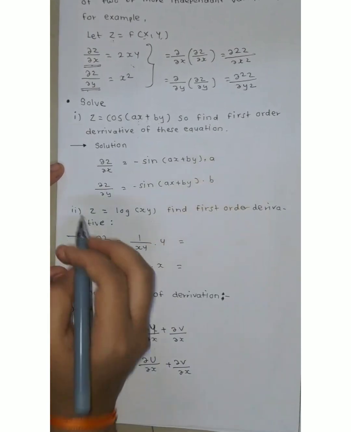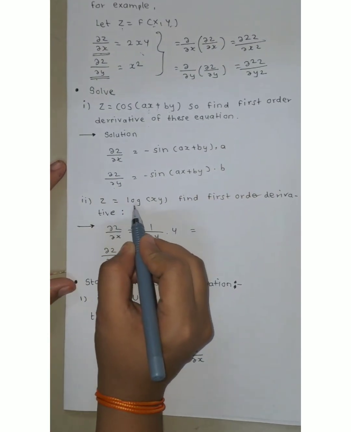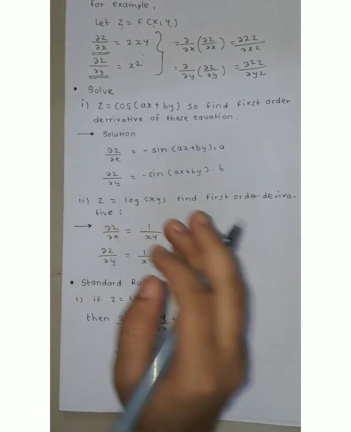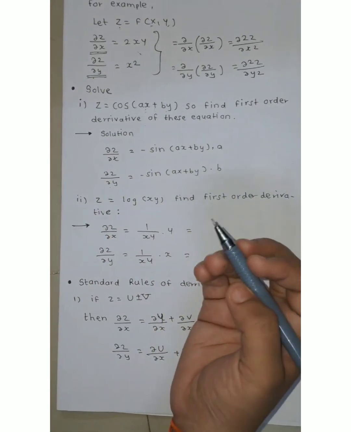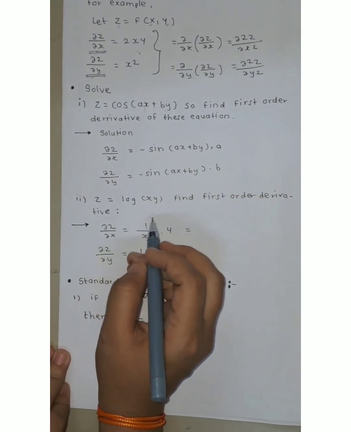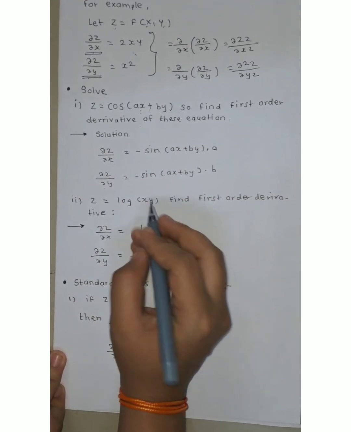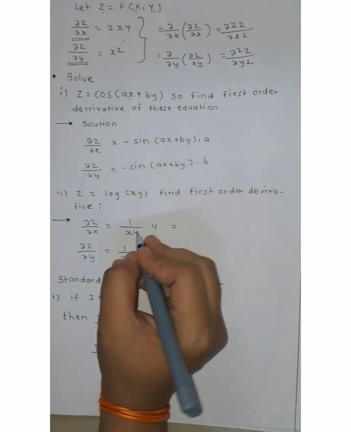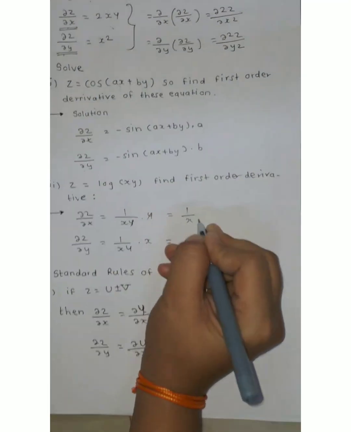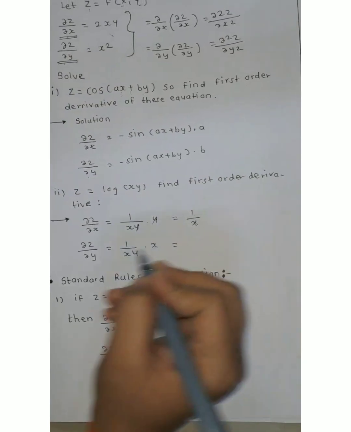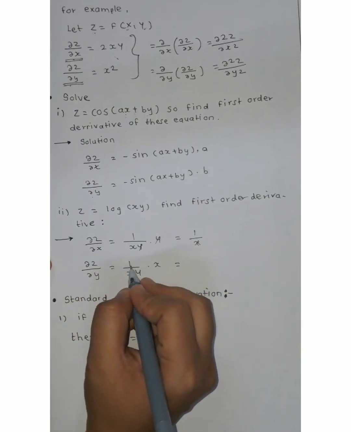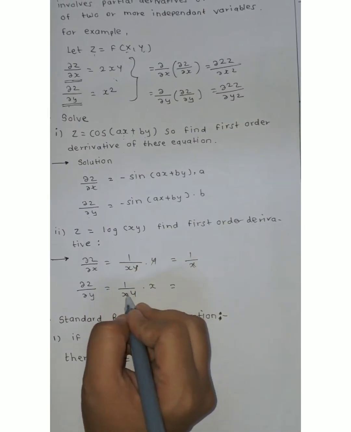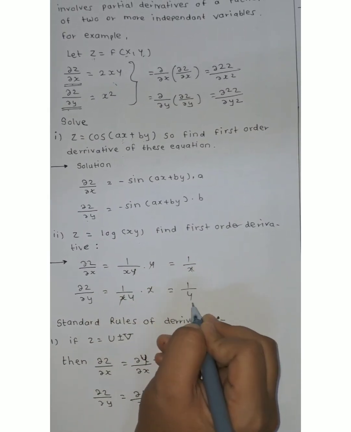Again we are keeping x as a constant, so it will be 0, and the derivative of by is b. Second problem: z = log(xy). Find the first order derivative. We know that the derivative of log x is equal to 1/x. So here ∂z/∂x will be 1/(xy) into y, because we are keeping y as a constant. So y gets cancelled and the derivative is 1/x. And ∂z/∂y will be 1/(xy) into x, because we are keeping x as a constant. So x gets cancelled and we have 1/y.